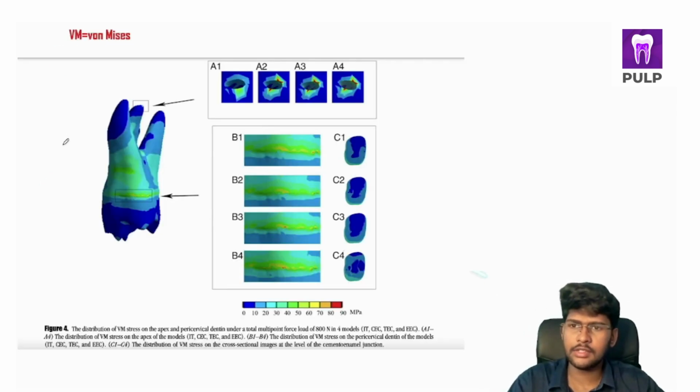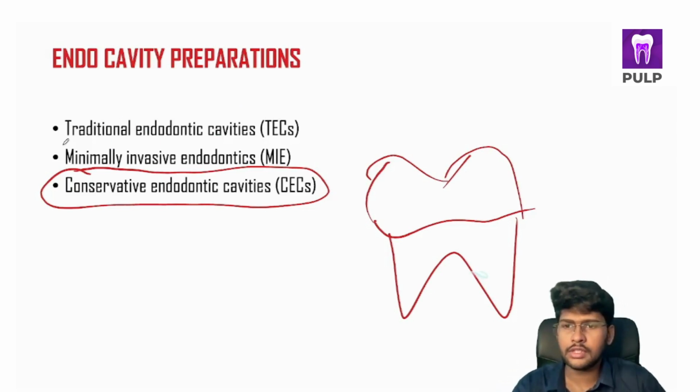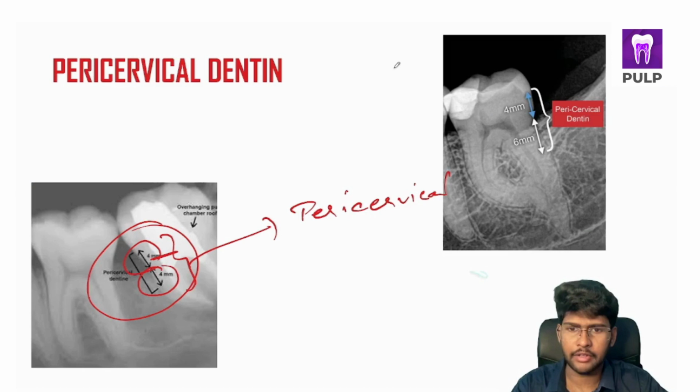The next one is von Mises stress, VM stress. What is VM stress? It is a kind of stress that is calculated. Here we have a picture of a tooth structure. Here the tooth is subjected to 800 newtons of force. In 4 different scenarios, it is subjected to the same amount of force. What are the 4 different scenarios? The tooth is subjected to a traditional endodontic cavity, a minimally invasive endodontic cavity, and after the tooth is subjected to stress after the conservative endodontic cavity.